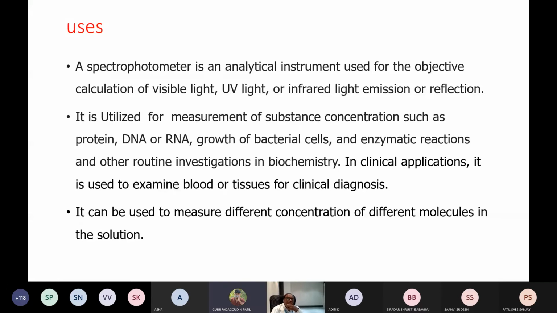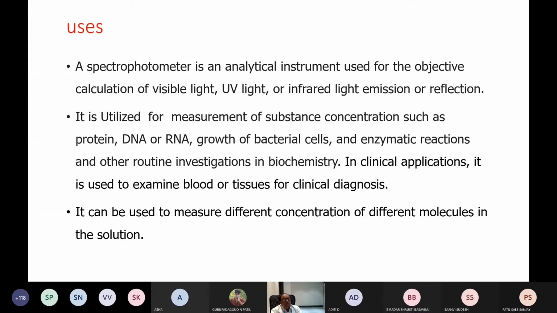Now, what are the uses of this spectrophotometer? A colorimeter can be used to measure only in the visible range. Remember always, the colorimeter is usable only for measuring in the visible range, whereas the spectrophotometer can be used for the calculation of visible light, UV light or infrared.